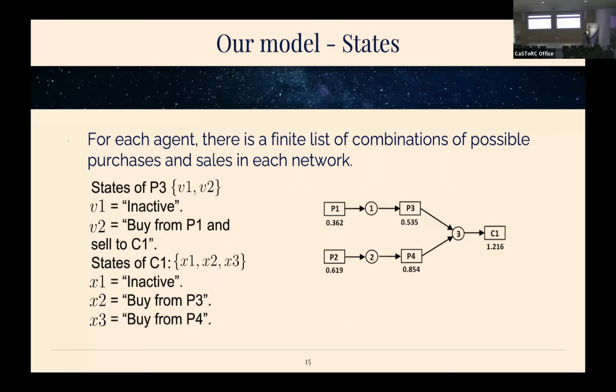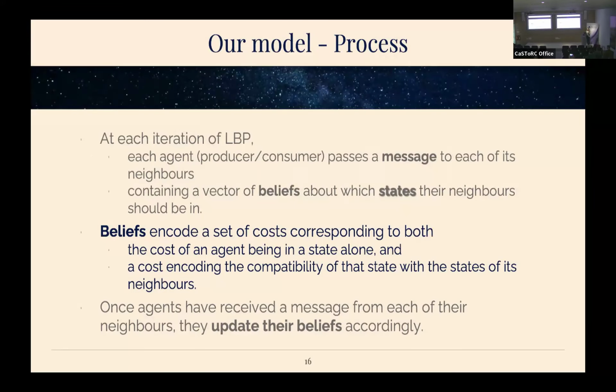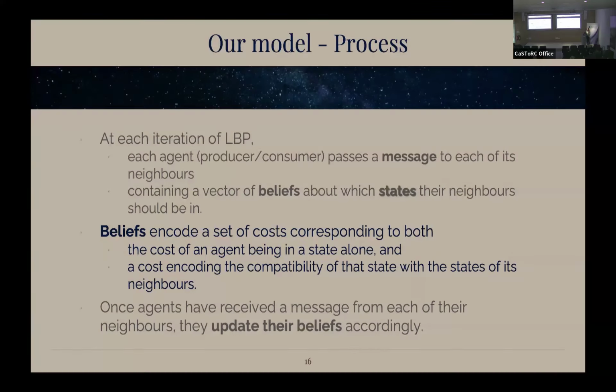Now, remember in our messages that we exchange beliefs about the state. So beliefs encode how much it costs to be in a particular state. For example, if you're stuck in a state that's incompatible with that of your neighbors, then that entails a huge cost. If you, for example, end up producing lots of goods that the next person in the echelon doesn't buy, then this is a bad combination. It entails a lot of cost.